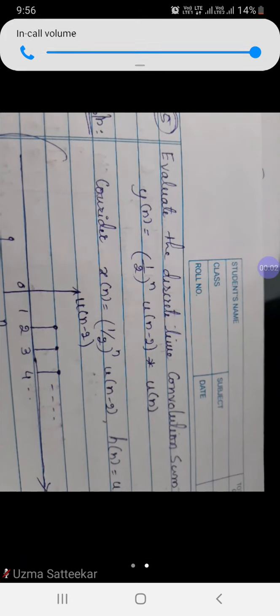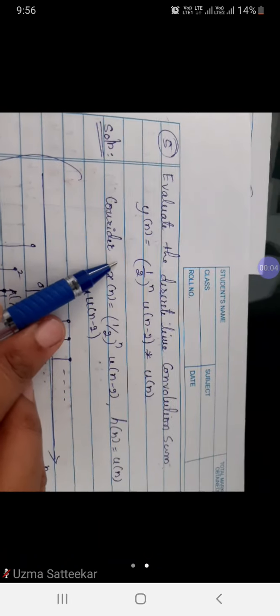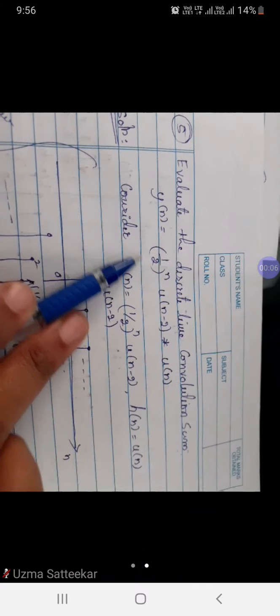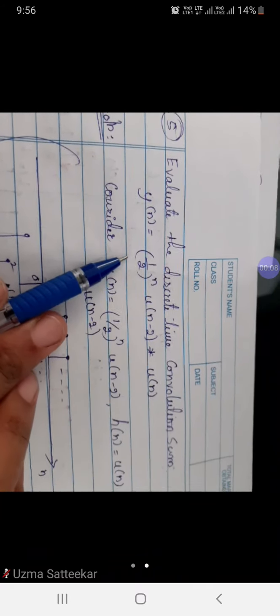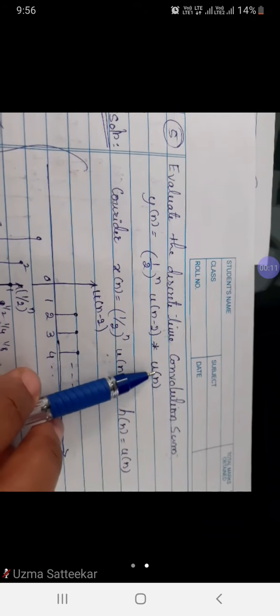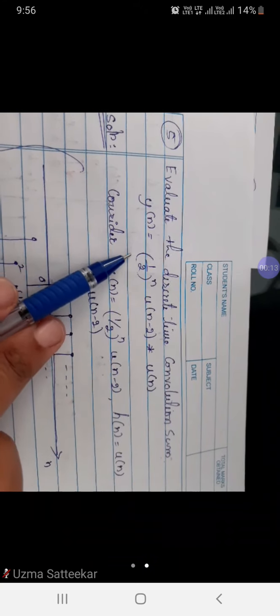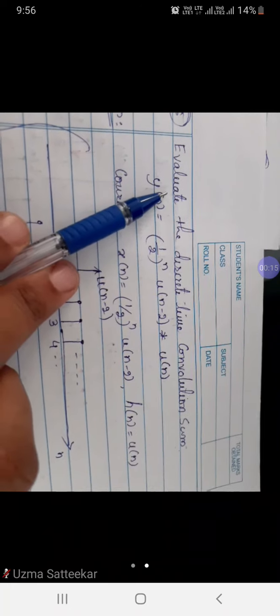Hello everyone. Today we will try to look into one more problem on convolution sum. We have already solved a few problems on both convolution integral and convolution sum. Today we will see one more problem. This is the given question.